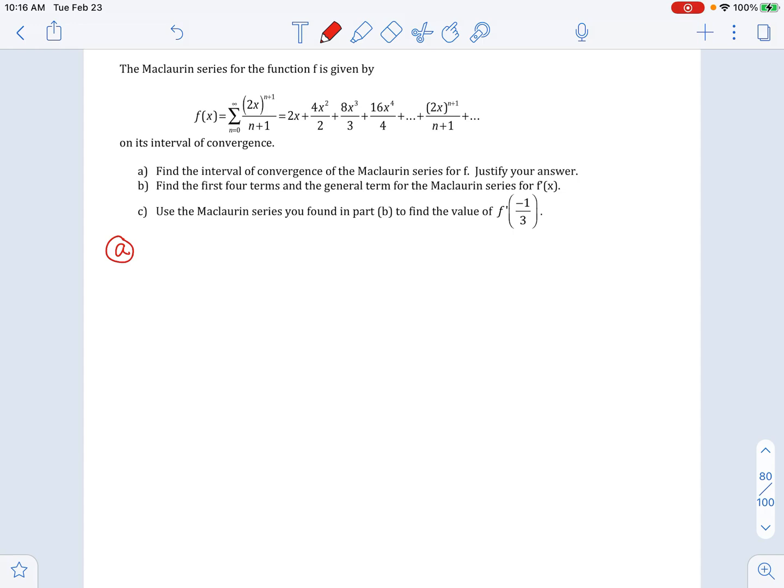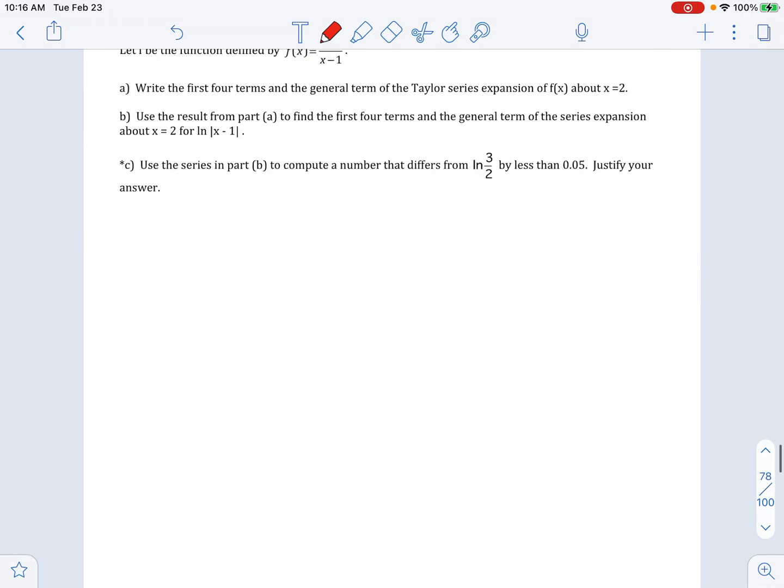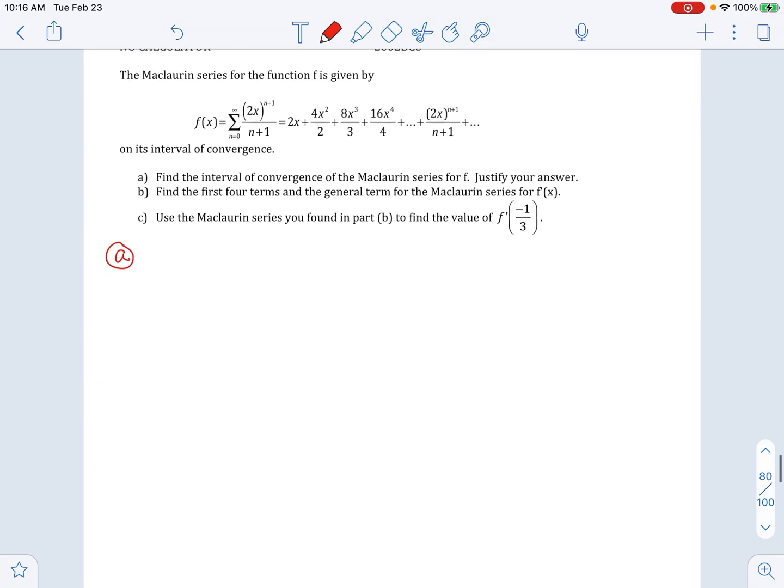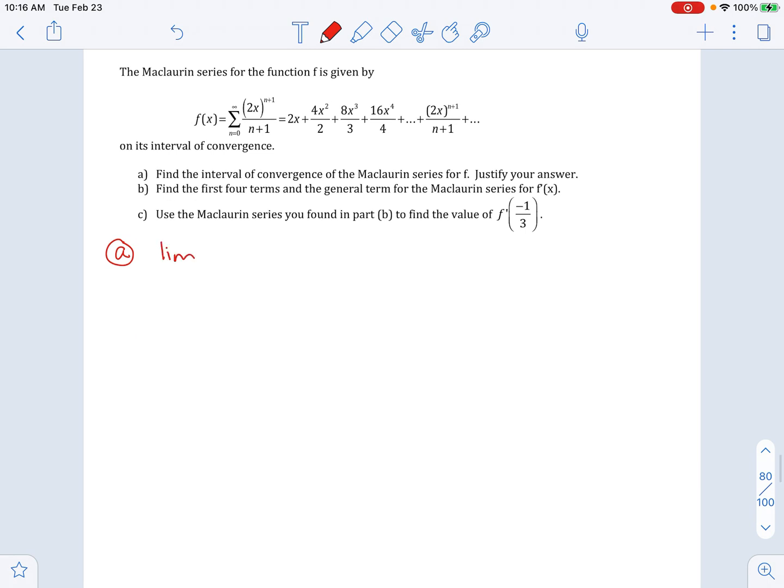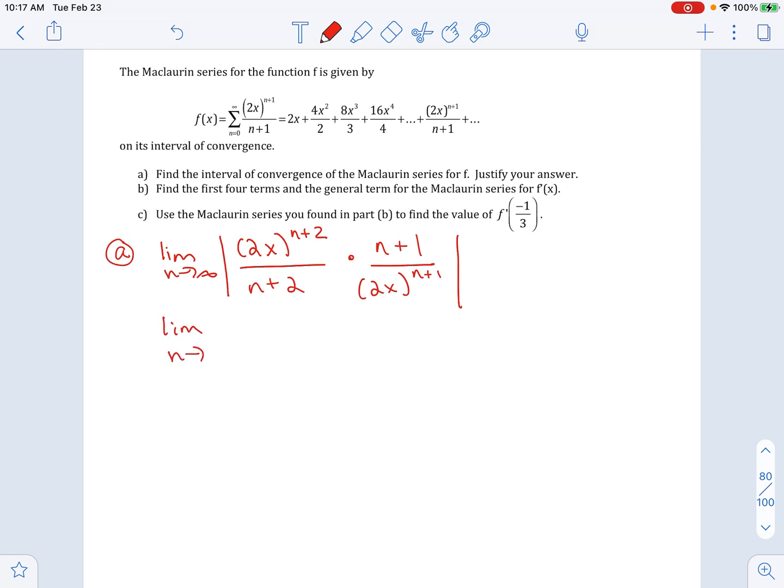at this series, it is not geometric because of that n plus 1 on the bottom. So we're going to have to go to the ratio test. The ratio test says that we're going to take the limit of the n plus first term divided by the nth term. That's the same as multiplying by the reciprocal. So there's my setup. Now I'm going to simplify a couple things first.